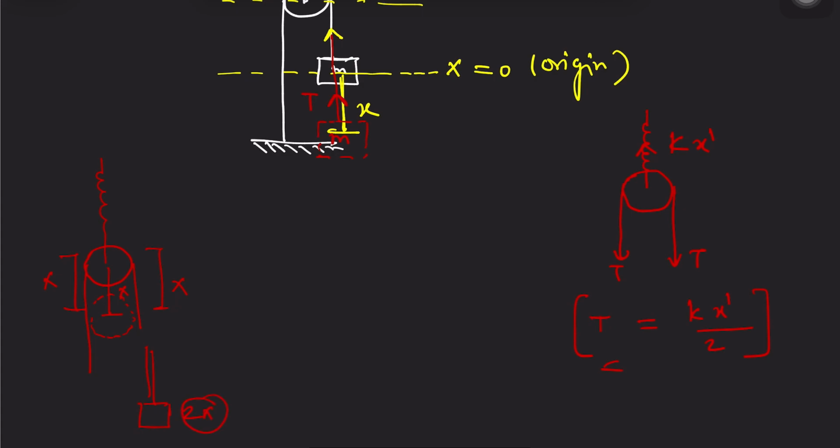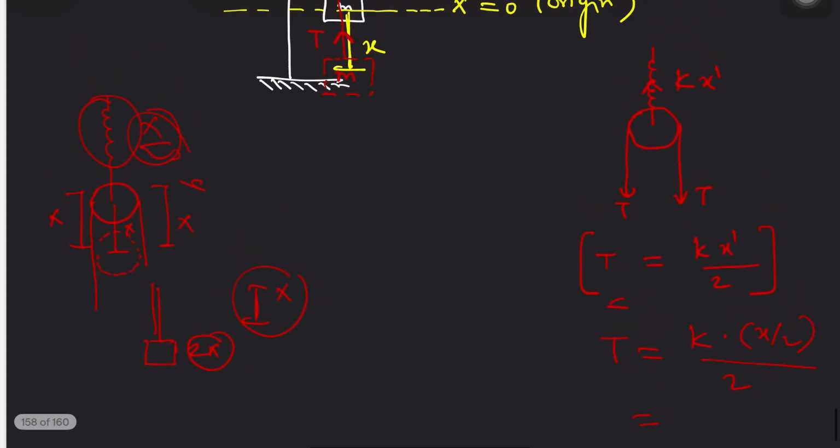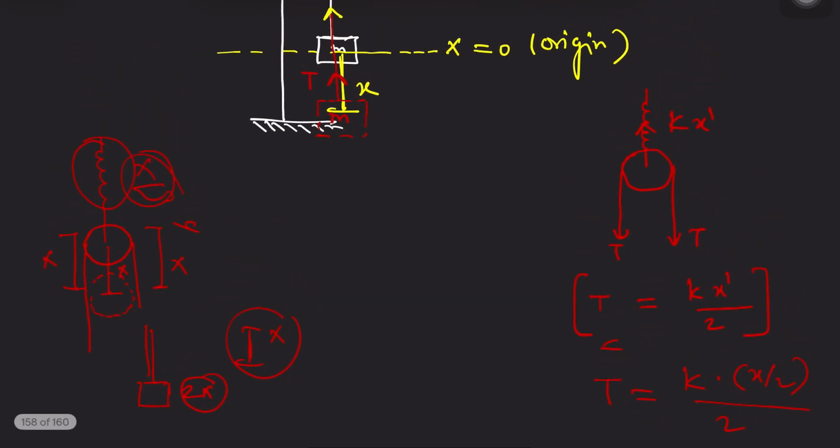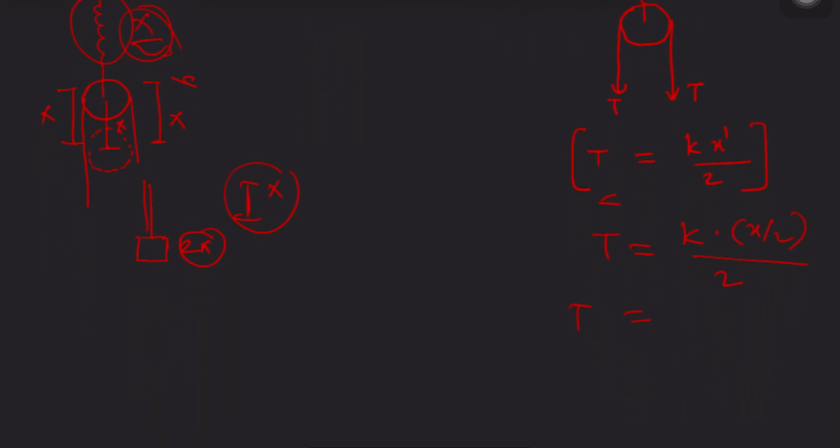It means if the block has moved by x, the spring has been moved by x by 2. I hope you're getting my point. If you have understood this idea, we can say that T will be simply k into x by 2 divided by 2, because x dash will be x by 2, as we have displaced the block by x. So the T is going to be kx by 4.